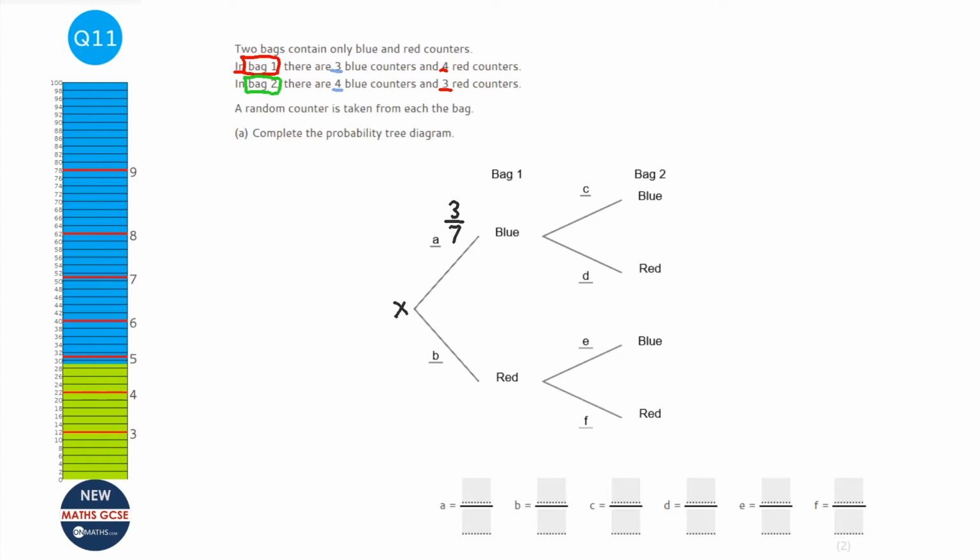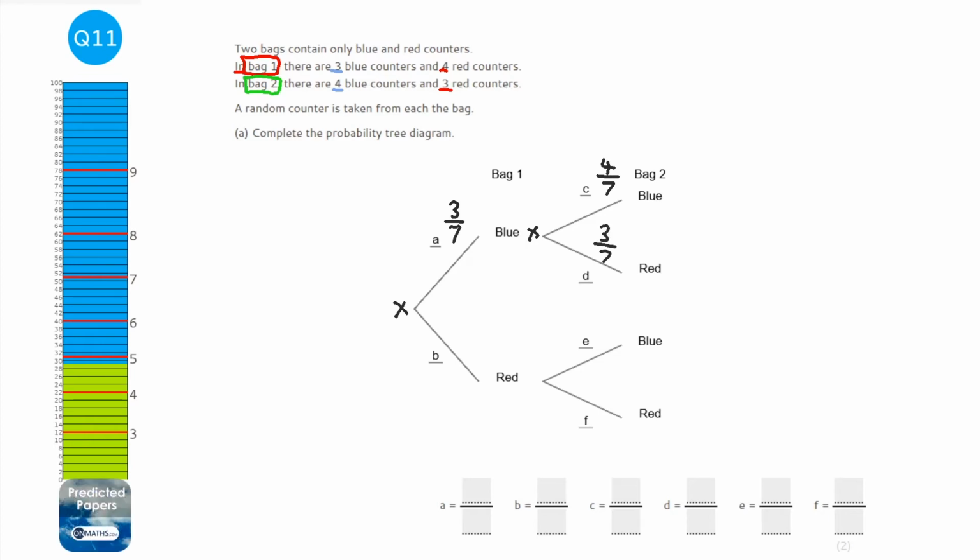So we move on. We've picked a blue from bag 1, so we're currently here, and we look at bag 2. Well, in bag 2 there are 4 blue counters and 7 in total. Let's go back a little bit, to if we picked a blue in bag 1. Well, we could have picked a red in bag 2. So there are 3 reds out of 7.